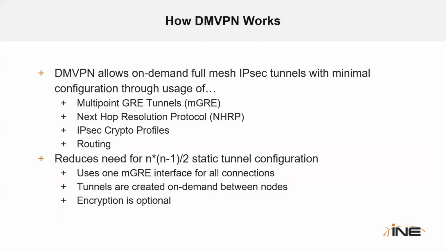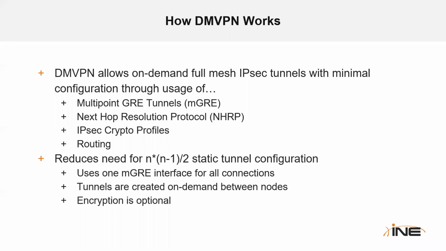Okay, now how DMVPN works, it allows a full mesh of on-demand IPsec tunnels with a minimal configuration using multipoint GRE, the Next Hop Resolution Protocol, IPsec crypto profiles, and then routing. Okay, so it's going to reduce the need for a full mesh of static tunnel configurations, where we run into our full mesh problem, the n times (n-1)/2, where from a configuration point of view, we're going to only be using one logical mGRE tunnel interface for all of the connections, and then the tunnels are going to be created on demand between the nodes.